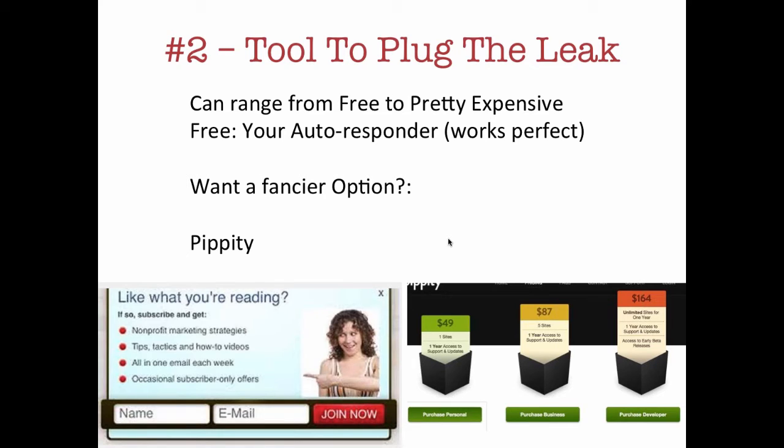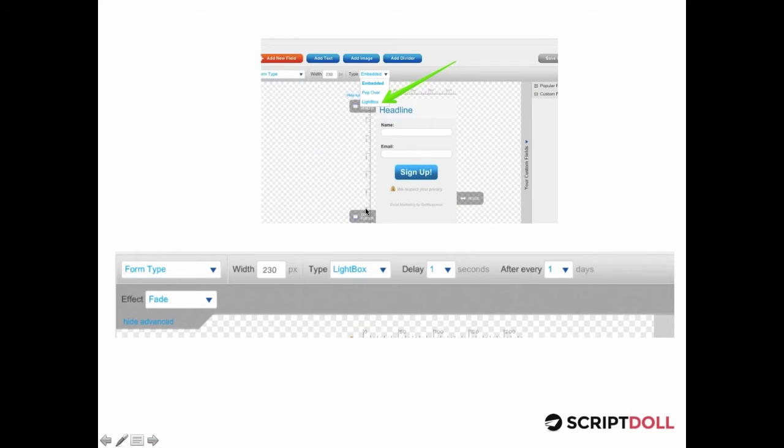I said very expensive before, but it's not crazily expensive, but it could be. You'll see here, but the free option, which I really like, is your autoresponder, and it works perfectly. So I'll get to the fancier option in a second, but all you need to do inside of your autoresponder is make a web form, and instead of choosing embedded, you just choose Lightbox.